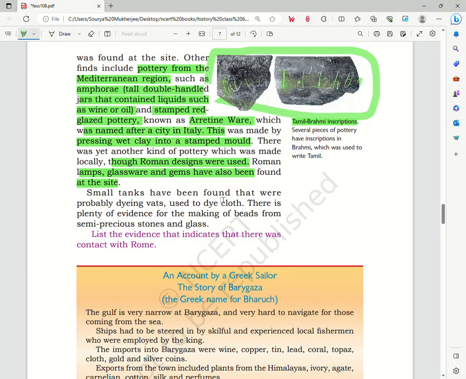Small tanks have been found that were probably dyeing vats used to dye clothes. There is plenty of evidence for the making of beads from semi-precious stones and glass. So we see that Arikamedu also has evidence of dyeing vats where clothes were dyed in different colors, and also evidence of bead making from semi-precious stones and glass making.